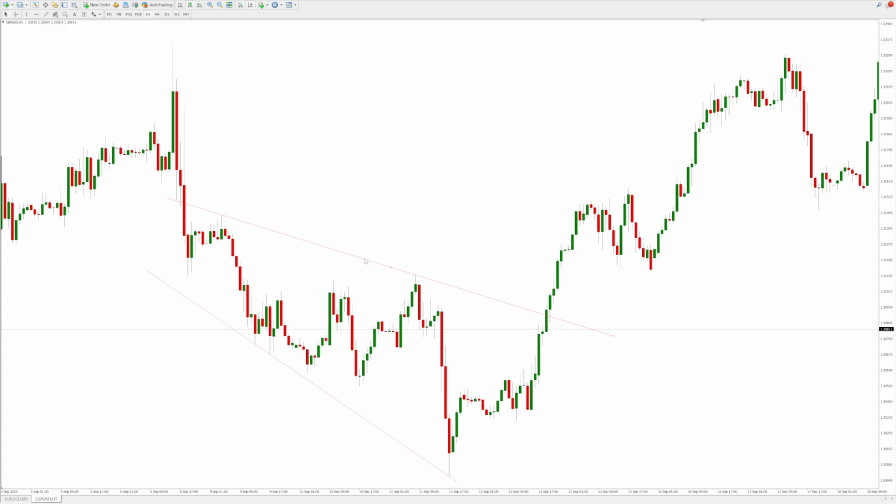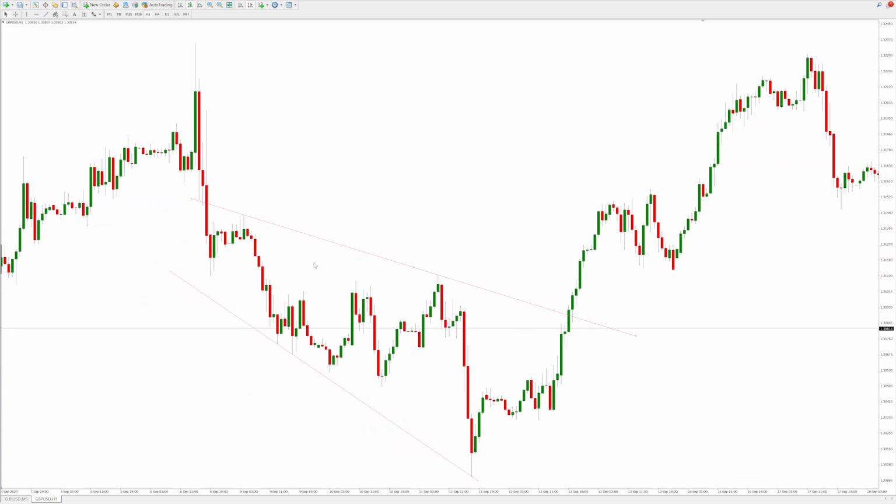I've already marked one off here on this pound dollar 1 hour chart. What you're looking to do is to find lower highs and lower lows. You can mark them off with your drawing tool. So you will see a resistance level here and a support level here. As you can see, I've marked the lower highs and the lower lows. And this has formed the broadening wedge pattern, and that's because it's in the shape of a wedge.